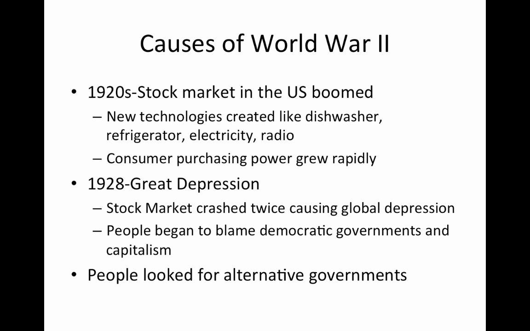When people looking around tried to blame someone, they blamed the democratic governments and capitalism for having done this. So people started to look for alternative governments. Notice the difference here in the cause of World War II. In World War II, an economic catastrophe leads to a vacuum of power and a desire to look for some type of alternative government. And there were only two available, either fascism or communism.